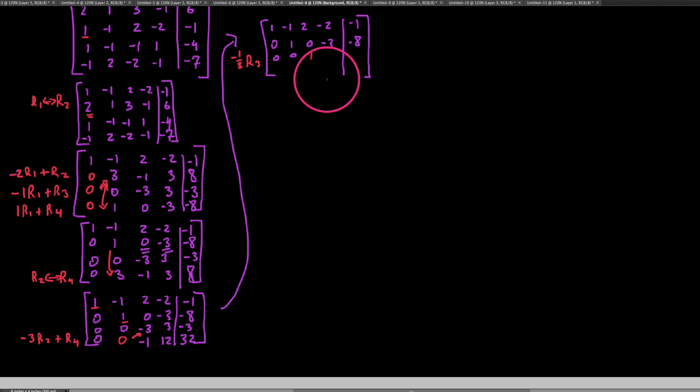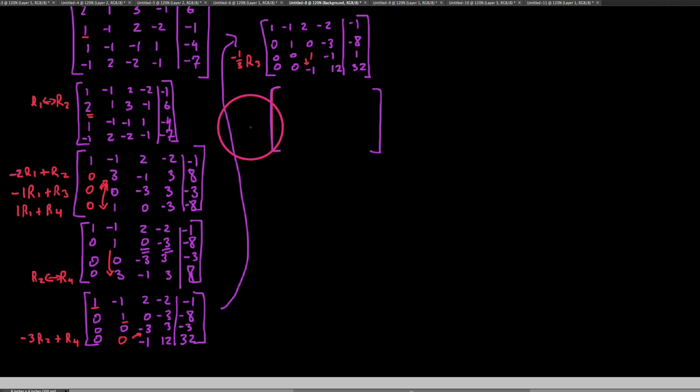3 times -1/3 is a -1, and then this -3 times -1/3 is a +1. And then the last row here we didn't do anything to, so we have a 0, 0, -1, 12, and we have a 32. So now that we have a 1 here, let's use this 1 to cancel out the 1 below it. The nice thing is since it's already a +1 and a -1, we don't have to multiply row 3 by anything to add this on to row 4 to get to cancel.